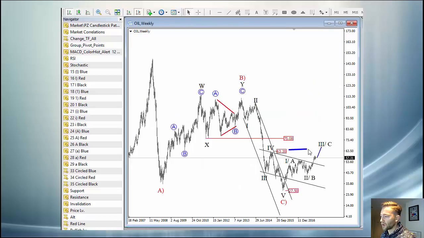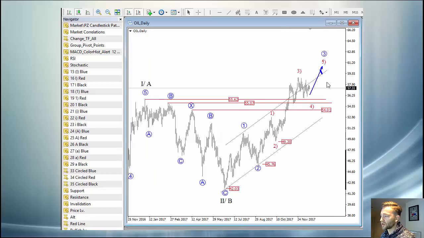Also on the weekly chart, as you know, I'm looking for a pullback towards 63.20. Okay, whether we are in wave 3 or wave C, that's not really important at this stage, because in both cases we need 5 waves up. Wave 3 is an impulsive wave and wave C is a motive wave, which means in either case we need 5 waves.